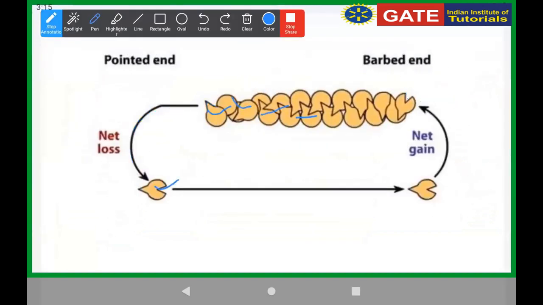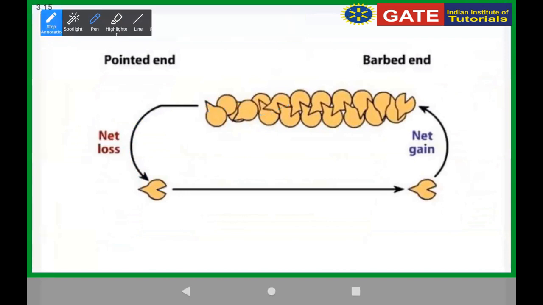Got it? Understood? Okay, so that's it. This is about the cytoskeleton. So refer only to this topic, no need to worry about the extra information. This is enough for your exam. Okay, that's it.